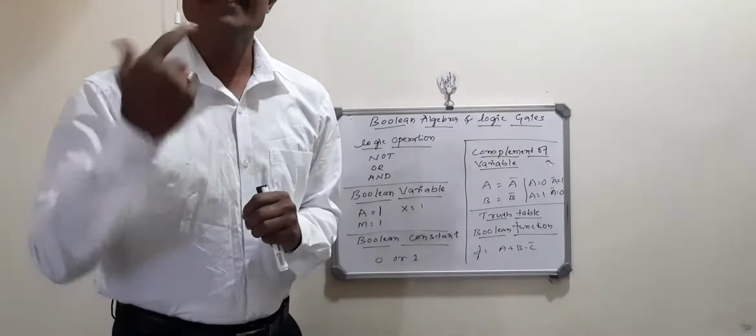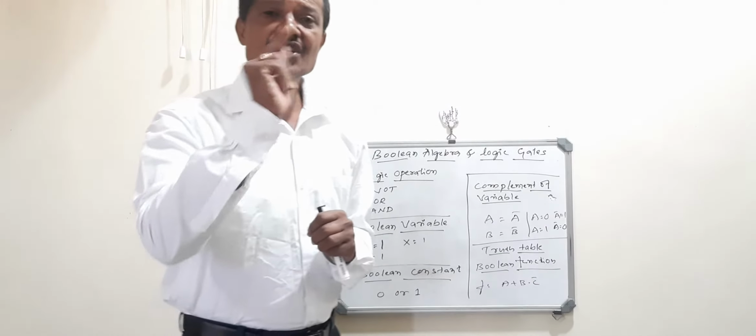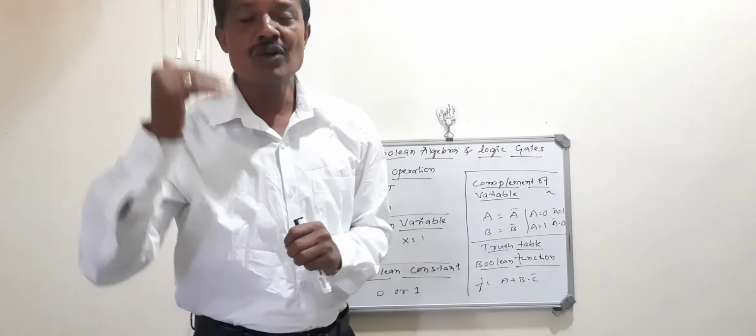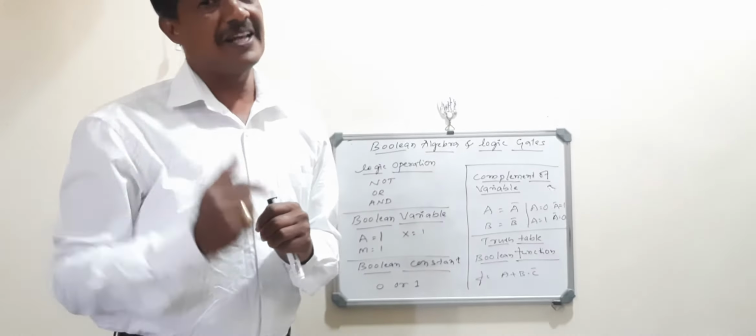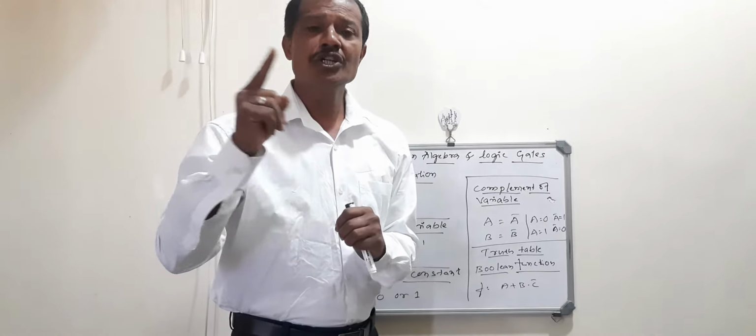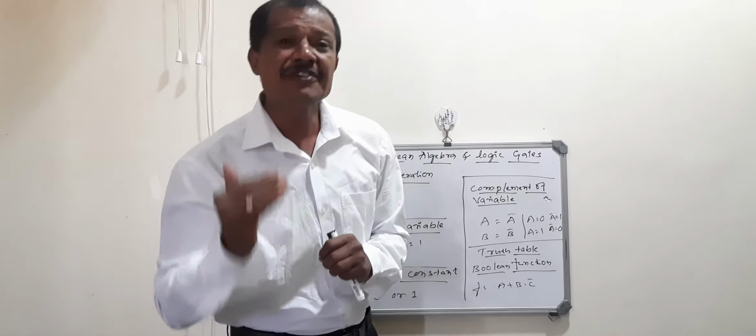So if you are going to use 3 inputs, 3 inputs means 0 0 0, 0 0 1, like that, and the last one is 1 1 1. 3 inputs means 2 to the power of 3. 2 to the power of 3 means 2 into 2 into 2, which is 8. That is 8 different combinations.